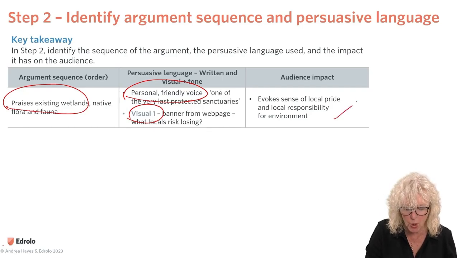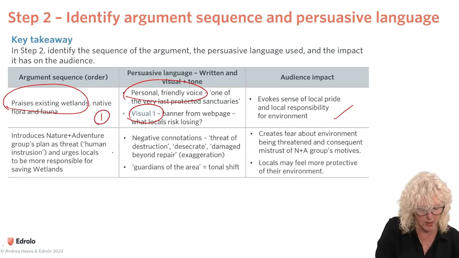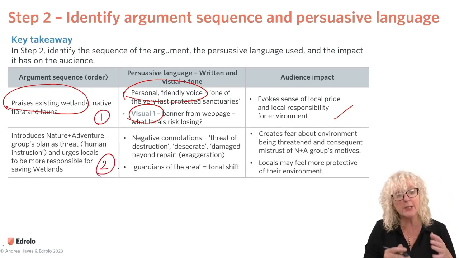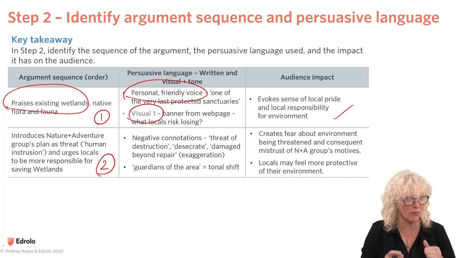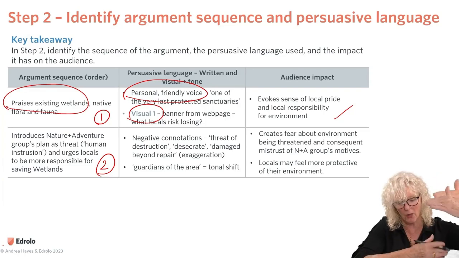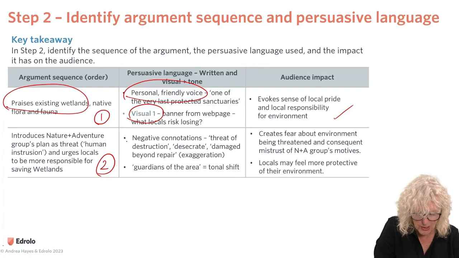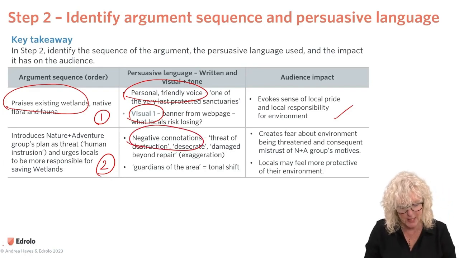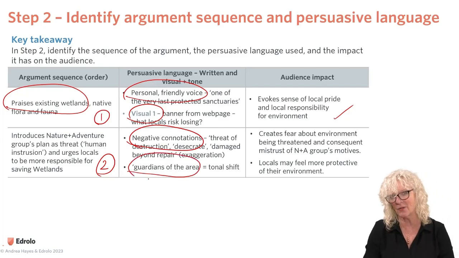Evokes a sense of local pride and local responsibility for the environment. It can be more than one. Okay, but if we say that's point 1, this is point 2: it introduces the Nature and Adventures Group Plan as a threat. And this comes straight after praising the wetlands, so it's quite a contrast. Then together when he does that, or when she does that, we have the negative connotations, and then we have that reference to guardians of the area.